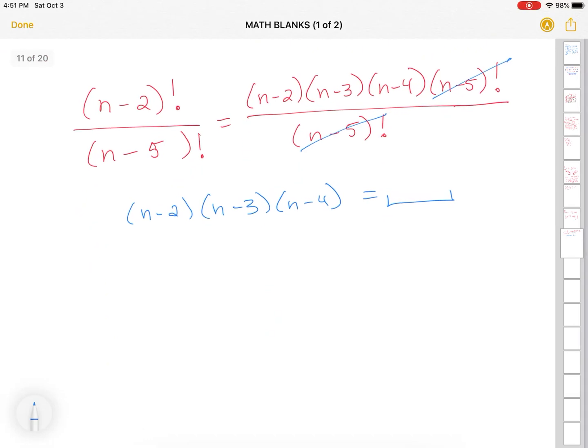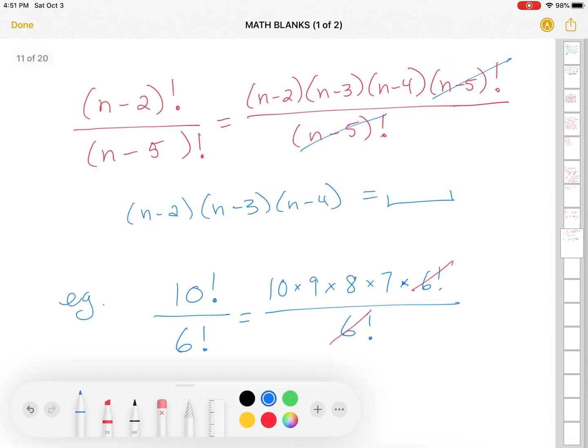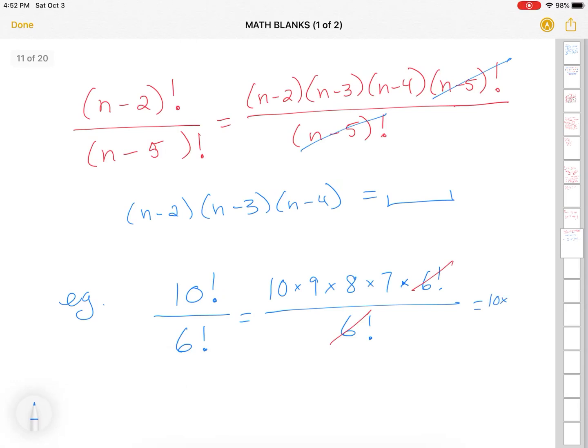That if this was written in numbers, for example, if you had 10 factorial divided by 6 factorial, and you wanted to reduce that, it would be 10 times 9 times 8 times 7 times 6 factorial all over 6 factorial. You could expand both of them out and then reduce it, but why do that? So that you're just left with 10 times 9 times 8 times 7.